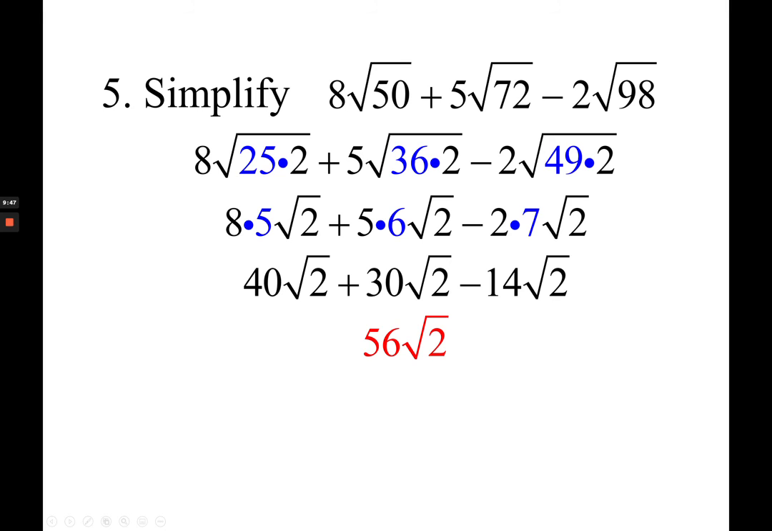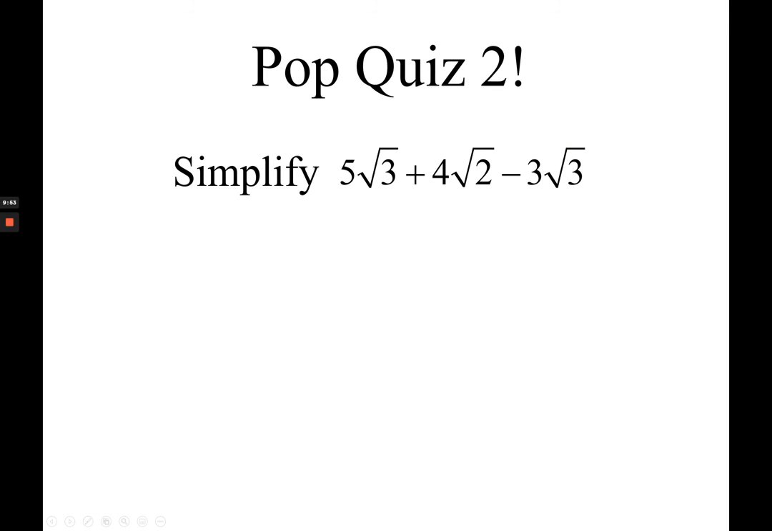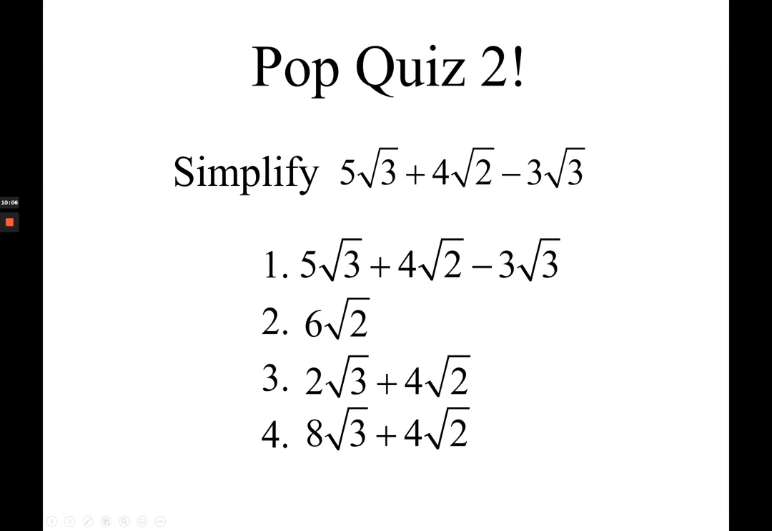That was tough, right? Let's have your next pop quiz. Simplify 5 square root of 3 plus 4 square root of 2 minus 3 square root of 3. Remember, you can only perform operations on like radicals. Here are your choices. And the correct answer is number 3. You can only combine 5 square root of 3 and negative 3 square root of 3. So you just perform 5 minus 3 is 2, and you copy 4 square root of 2.